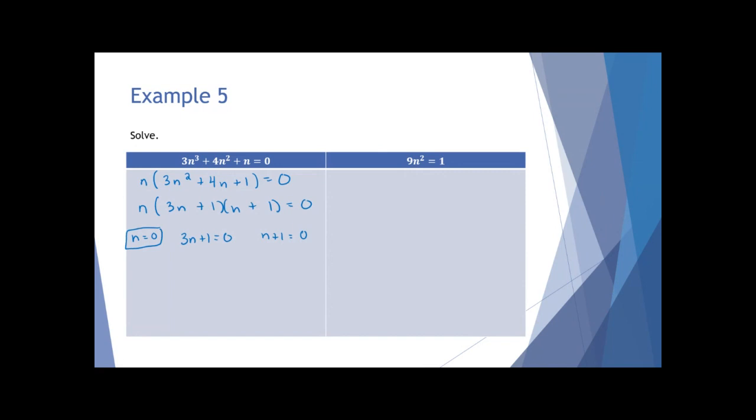So for the 3n plus 1 equals 0, I need to subtract 1 from both sides. This gives me 3n equals negative 1. Then I divide both sides by 3, and I get n equals negative 1/3. Then with n plus 1 equals 0, I subtract 1. And this gives me n equals negative 1 as my third solution.